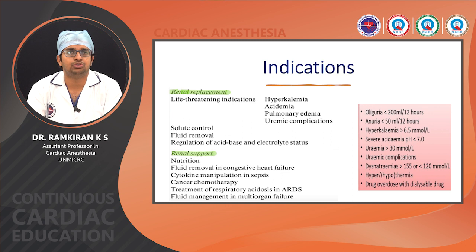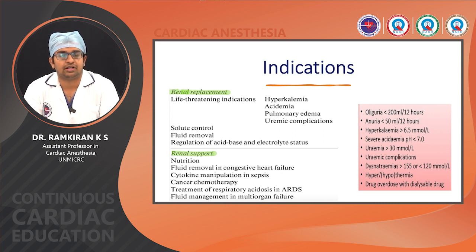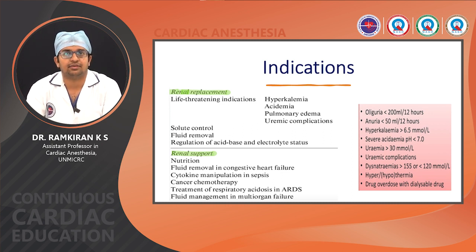So what are the usual indications? Within ICU, the indications could be categorized as RRT for renal replacement and for renal support. So renal replacement, all the life-threatening indications like oliguria of less than 200 ml for 12 hours, anuria less than 50 ml for over 12 hours, hyperkalemia, severe acidemia with pH of 7.0, uremia and uremic related complications, dysnatremia, hyperthermia, and all this come under the life-threatening indications.